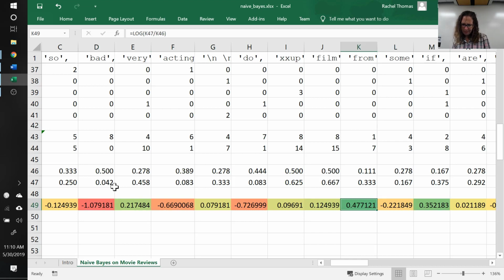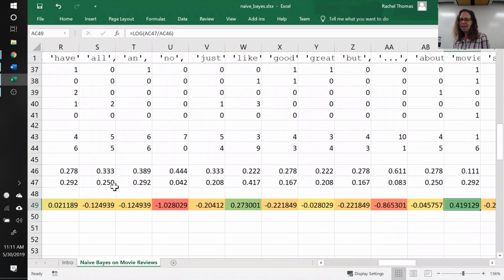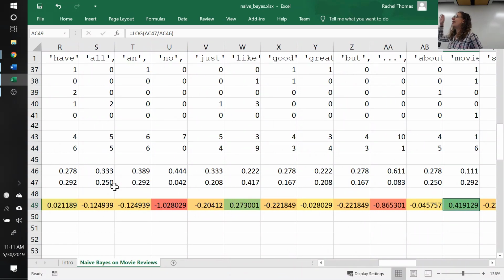Some of this is a tiny data set, so it may not be accurate. I don't know that "from" would really lean positive a lot if you had a bigger data set, although that could be something to look into. But I just wanted to give you this as a way to visualize it. Any questions about this setup?